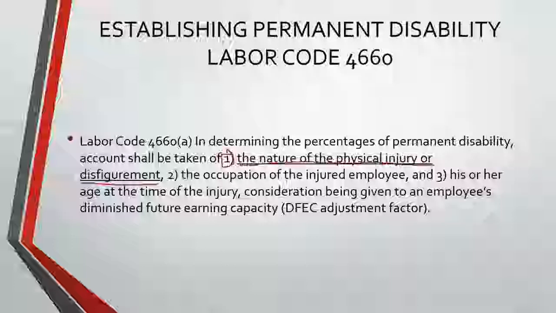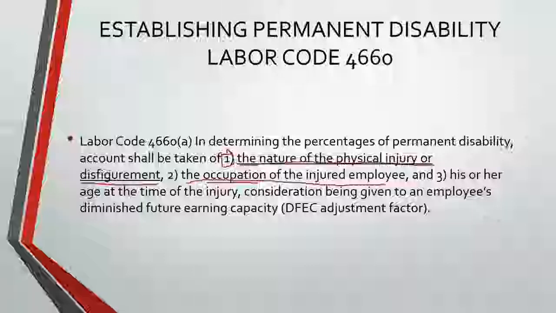The second thing that's taken into consideration is the occupation of the injured employee, so that the same injury could result in a different impairment rating or a different permanent disability rating based on the occupation of the examinee. So for example, a vocal cord injury signifies a much greater loss to an opera singer than it does to a jackhammer operator. So the occupation of the injured worker gets factored into the final disability rating.